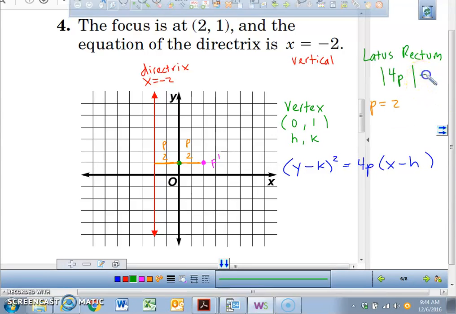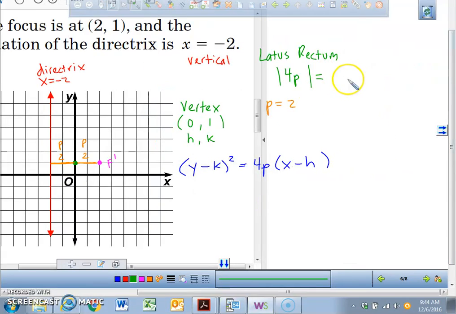So, anyways. So what is the latus rectum? What is this going to equal? If our p-value is 2, what's it going to equal? 8. I want you guys to understand, that's the distance. From the focus, you're going to go up 1, 2, 3, 4. You're going to put a point. Then you're going to go down 1, 2, 3, 4, and put a point. The distance between those 2 points is 8 units.